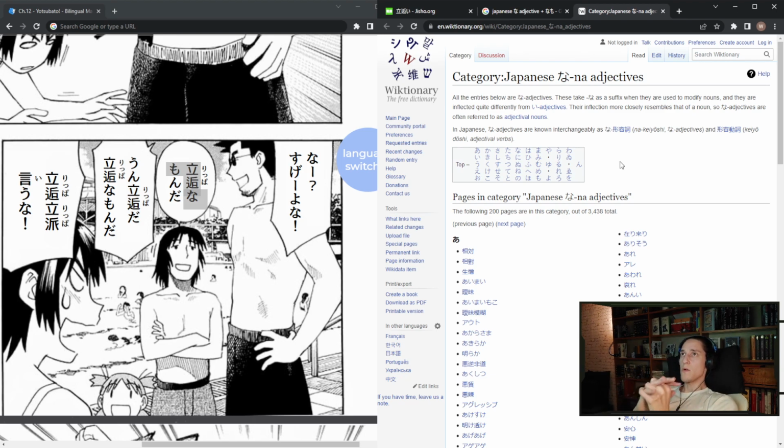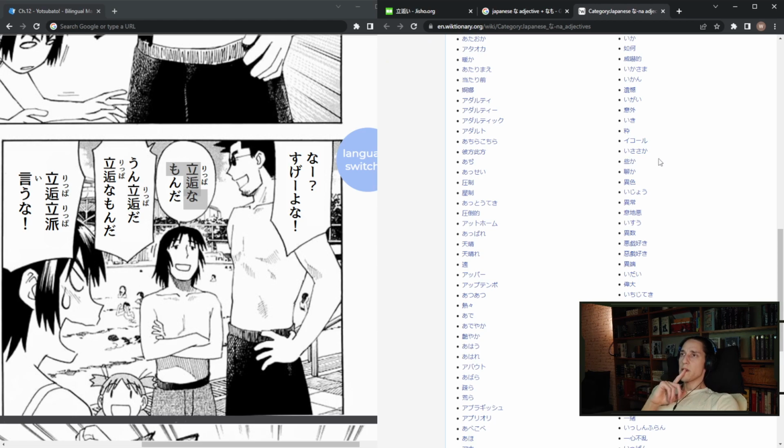All the entries below are not adjectives. These take na as a suffix when they are used to modify nouns. And they are inflected quite differently from i adjectives. Their inflection more closely resembles that of a noun. So na adjectives are often referred to as adjectival nouns. Okay, so basically I probably understand.